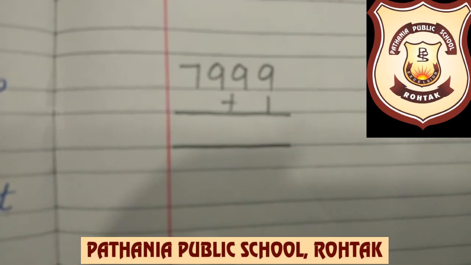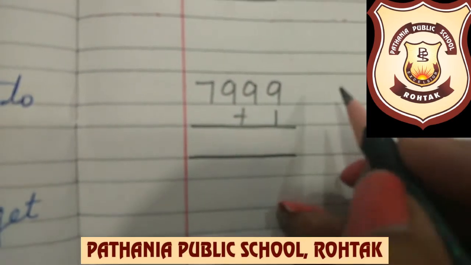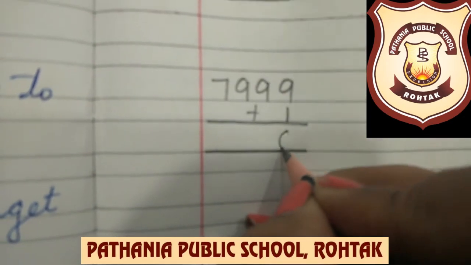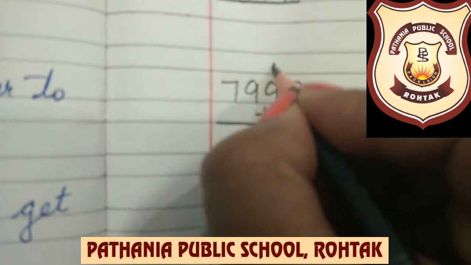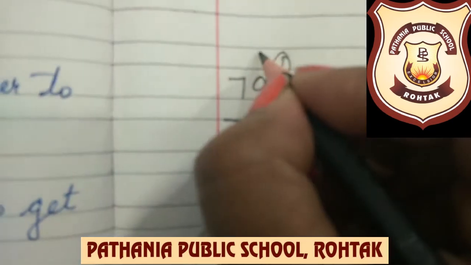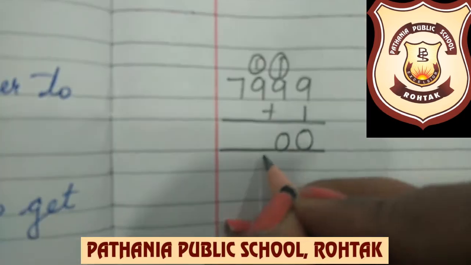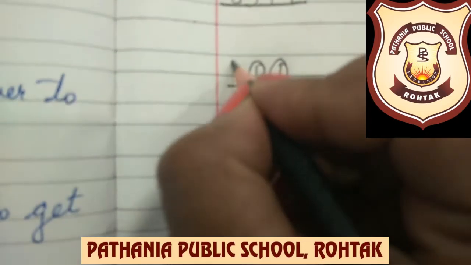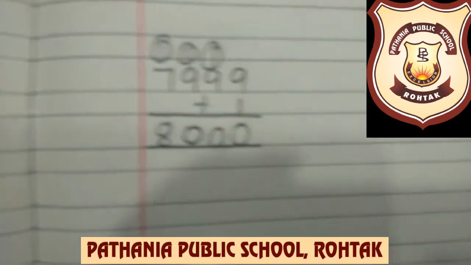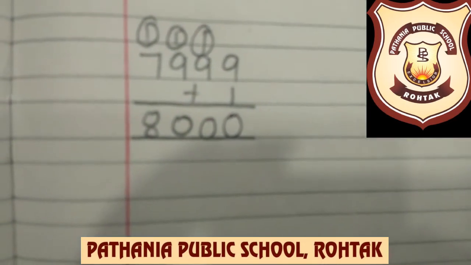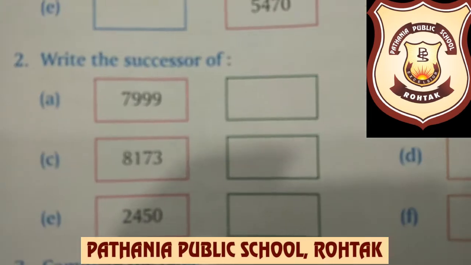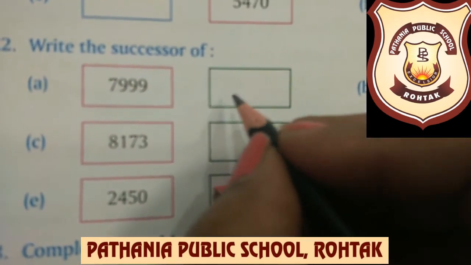If we add 1 to 7999, what will we get? 9 plus 1, 10, 0, 1 carry. 9 plus 1, 10, 0, 1 carry. 9 plus 1, 10, 0, 1 carry. 7 and 1, 8. So the successor of 7999 is 8000. We will write our answer in the book.